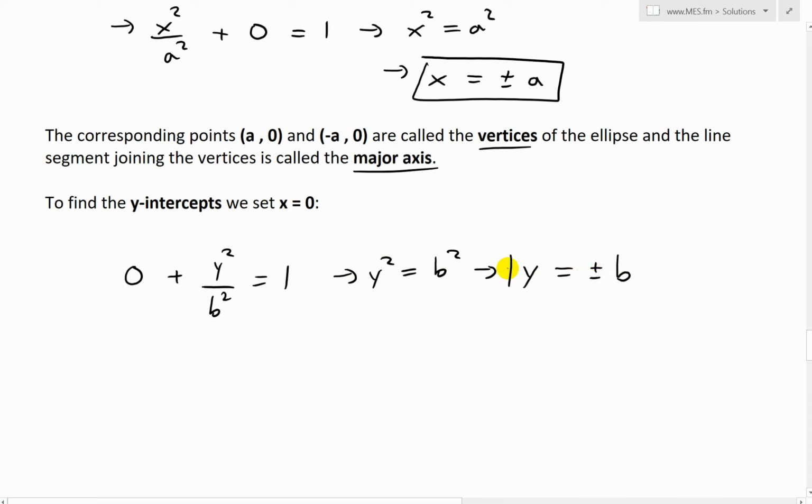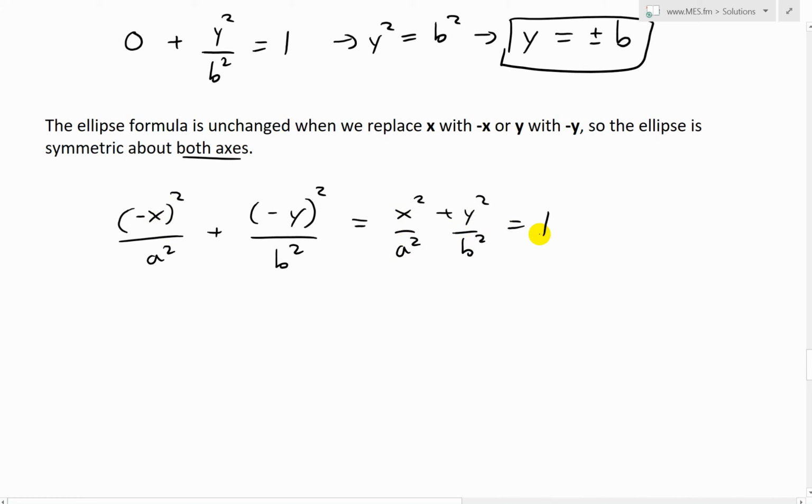And now another note, the ellipse formula is unchanged when we replace x with negative x or y with negative y, so the ellipse is symmetric about both axes. You could see that if you put a negative x squared over a squared plus negative y squared over b squared, these are just the exact same thing, positive regardless because of the squared. So we just get x squared plus y squared over a squared over b squared equals 1, etc.